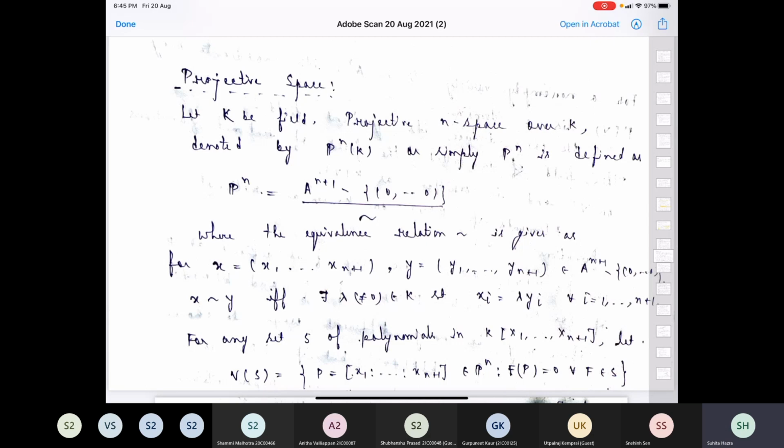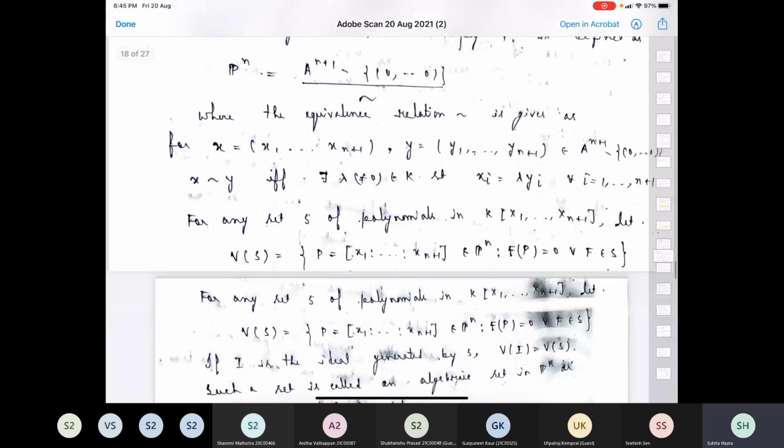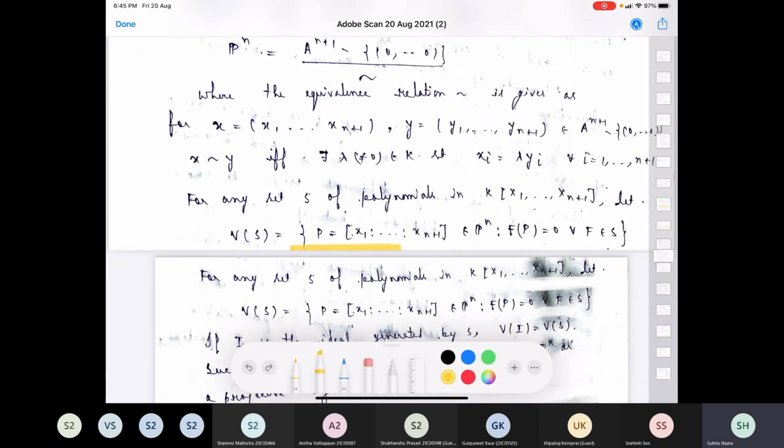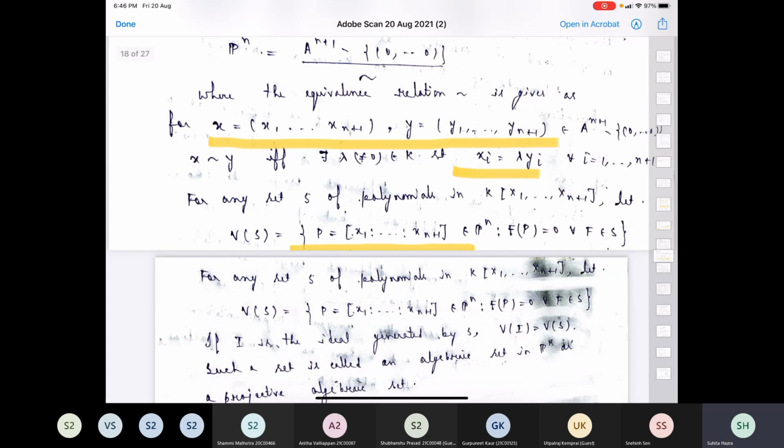Now for any set S of polynomials in K[x1, ..., x(n+1)], let V(S) be the set of points P in P^n such that F(P) is 0 for all F belonging to S. It is a very analogous definition to the affine varieties, and there are very similar properties. For all the properties I have stated, we just need the homogeneous polynomials here, to be compatible with this equivalence relation. Otherwise it is almost similar, so I'm not going into details.